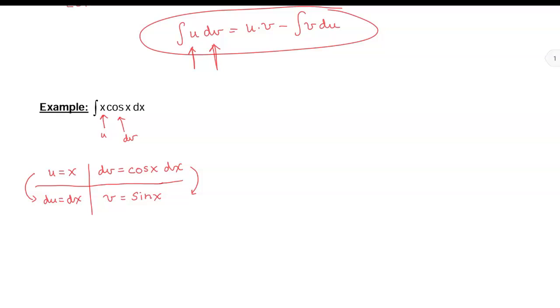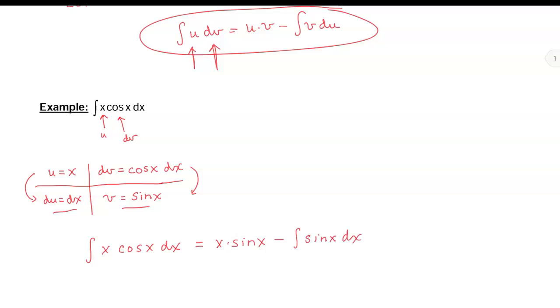Now you have the pieces to set up the formula. Our math problem was the integral of x cosine x dx. That will equal u times v. Now u is x and v is sine x. So u times v is x times sine x. And then we're going to do minus the integral of v du. So write the integral symbol and you're going to put v times du. Look at your chart. V is sine x, du is just dx. So the integral of sine x dx.